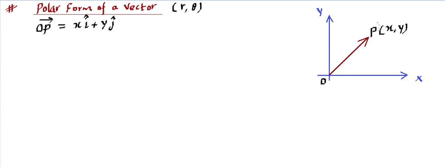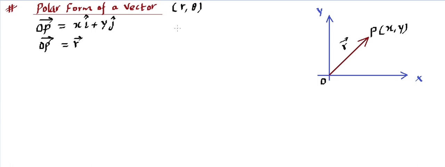Now we can also call this OP vector A vector, or let's say we are calling it R vector. So this OP vector can also be said to be R vector. So if I'm writing R vector, it's going to be OP vector. It's just like writing A vector, small a letter. In place of a small a, I'm using the letter R. So OP vector is the same as R vector, that means they will have the same magnitude, same direction.